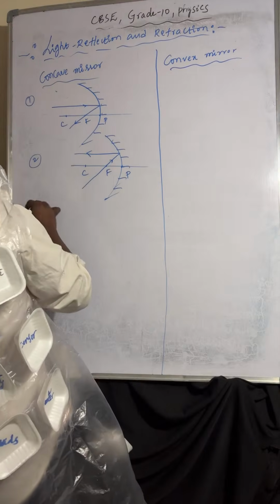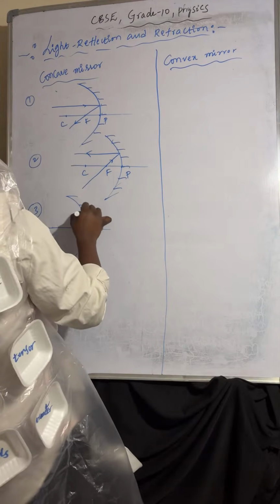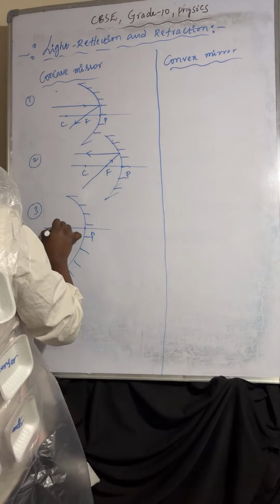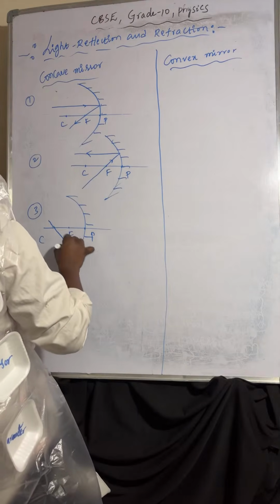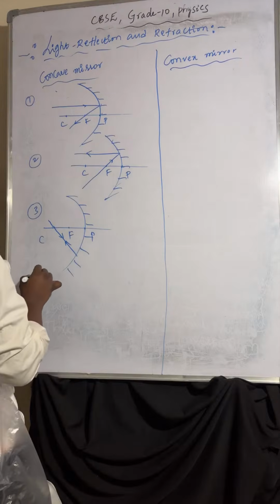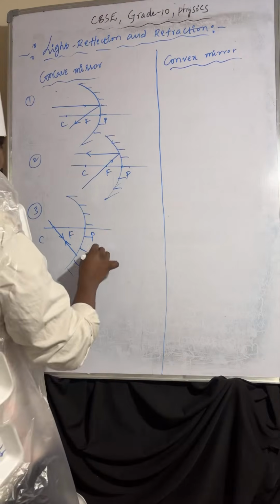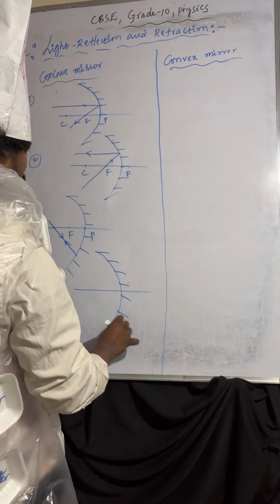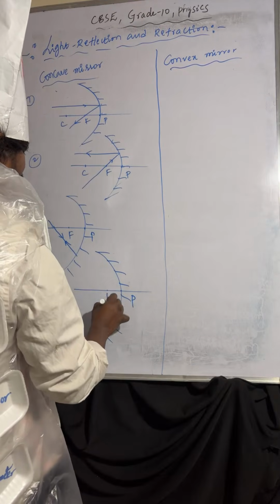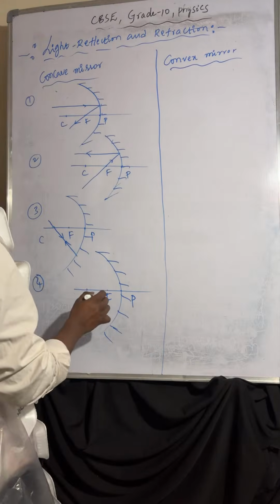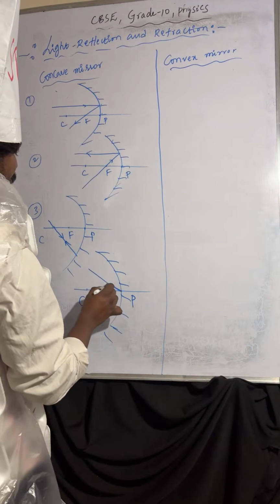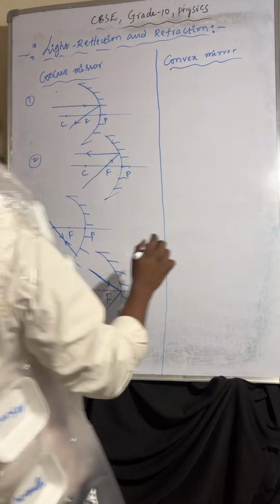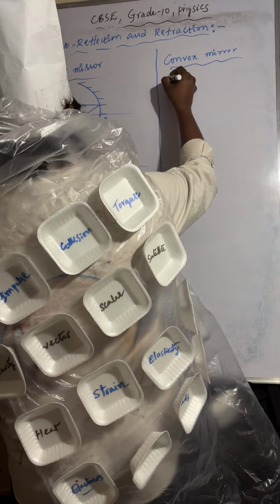And coming to third one. Light ray is passing through the pole, focus, center of curvature. Light ray passing through center of curvature retraces after reflection. So coming to the fourth one. Pole, focus, center of curvature. Light ray is incident at the pole. After reflection it passes. Coming to the next one.